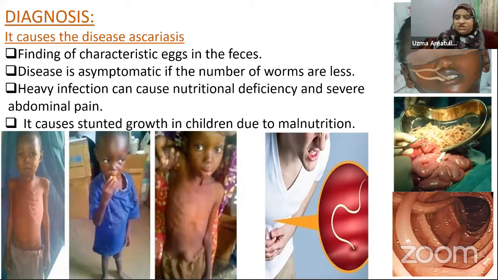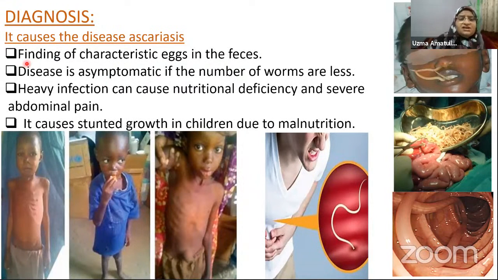Diagnosis means, suppose a person is suffering with a disease, how will you know that that person has amoebiasis, or is suffering with ascariasis? To know that this person is suffering with ascariasis, some symptoms should be there. So what are the symptoms? Finding of characteristic eggs in the feces.